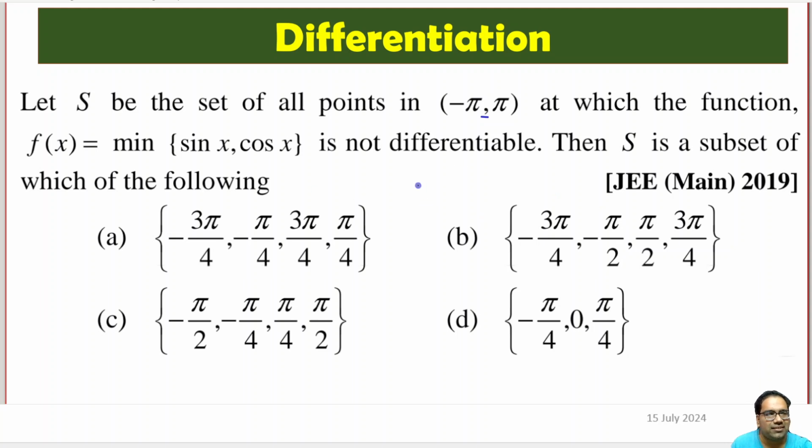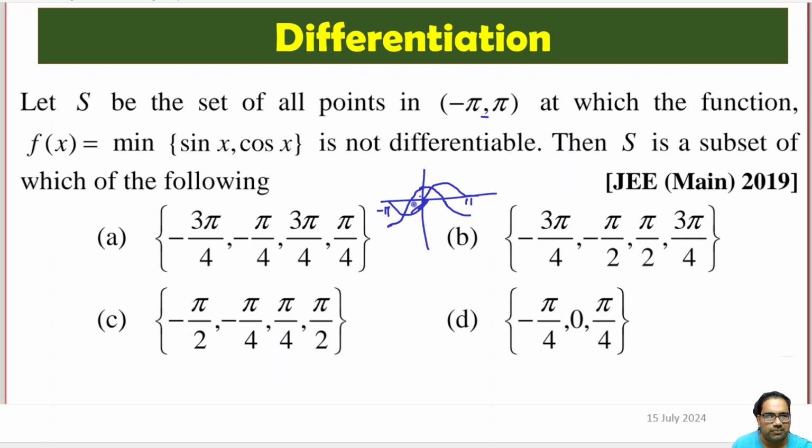So, sin x, cos x. Sin x graph, how does it look? It looks like this between minus pi and plus pi. This is 0 and this is pi and this is minus pi. And what about cos x? Cos x looks like this, between minus pi and plus pi.